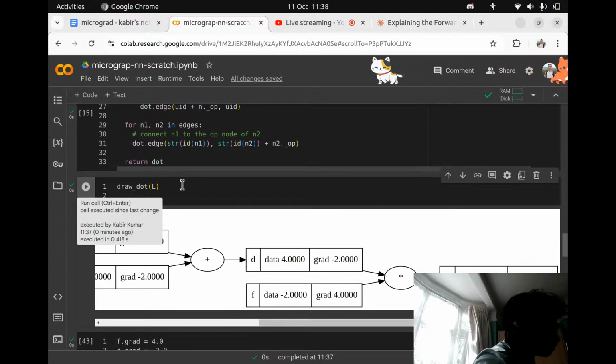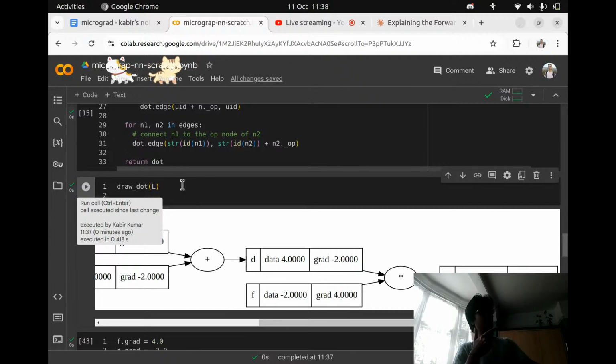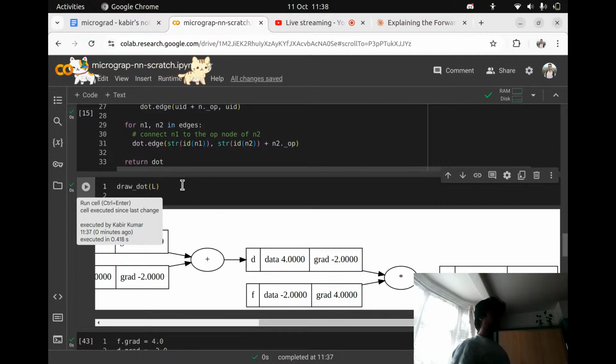Let me erase this plus h from before. And now we want the derivative with respect to f. So let's just come here when I create f, and let's do a plus h here. And this should print the derivative of l with respect to f. So we expect to see 4. Yeah, and this is 4 up to floating point funkiness. And then dl by dd should be f, which is -2.